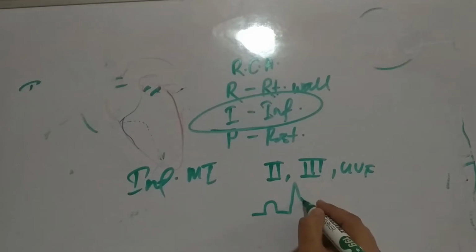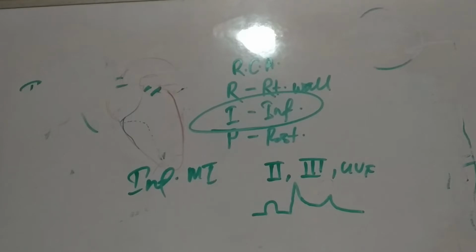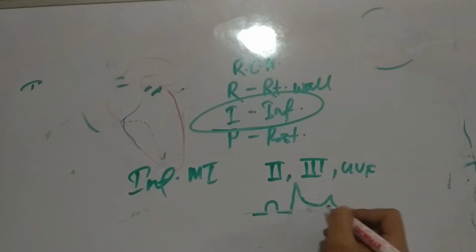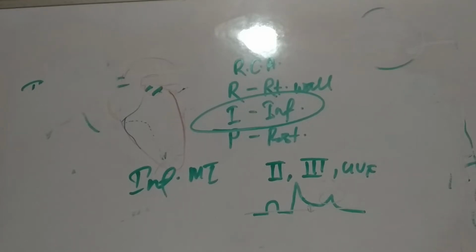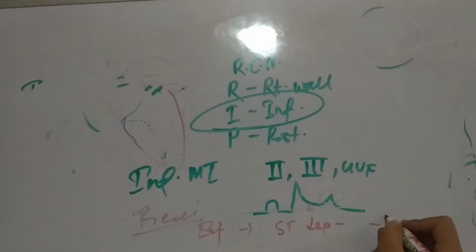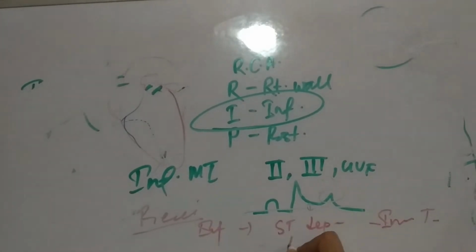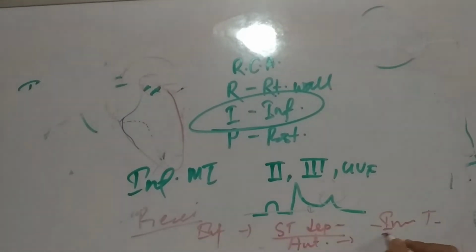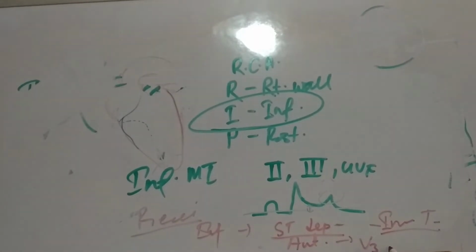Let's draw like this. When you draw an isoelectric line, there you see ST segment elevation and upright T wave. We have also discussed the reciprocal relationship. What is the reciprocal relationship? If there is an inferior wall MI, then ST segment depression and inverted T wave will be seen in the anterior leads. So look for the anterior leads; there might be ST segment depression and inverted T waves. The anterior leads to be looked for are V3 and V4.